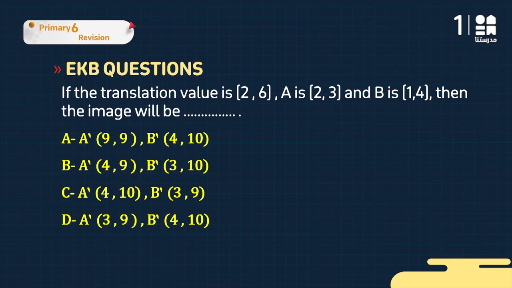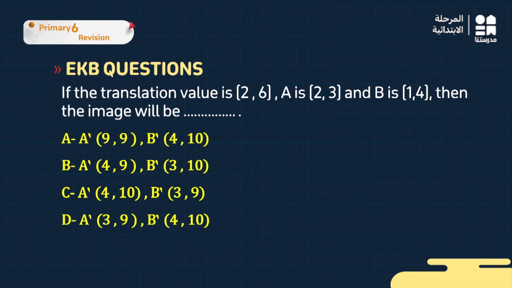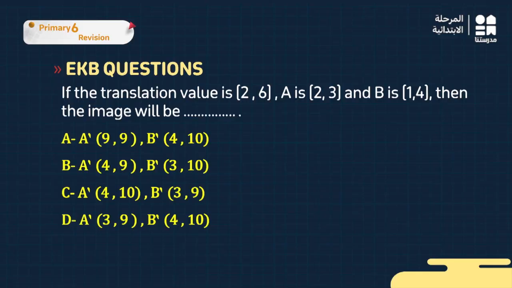Let's see the second point, B. The translation in x is 2 and the point's x is 1, so I will do 1 plus 2, which equals 3. Then 4 plus 6 gives me 10. So the image of point B, B dash, is supposed to be (3, 10). So this is the second choice. Of course, choice letter B will be my right choice.